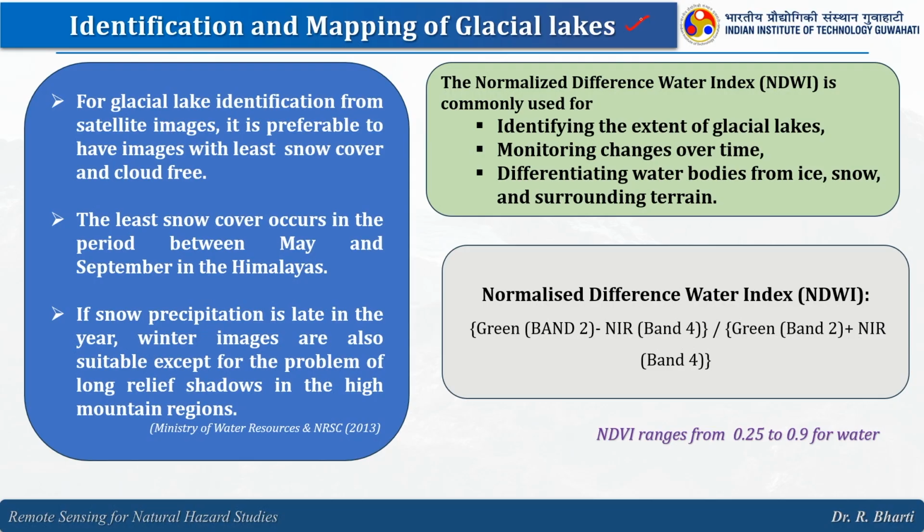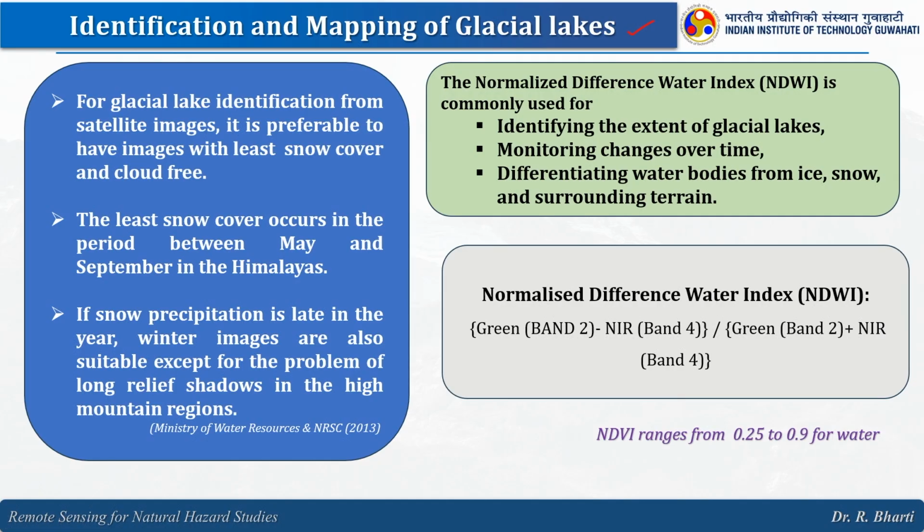So, now let us talk about the identification and mapping of these glacial lakes. For the glacial lake mapping or identification, we know that these are located at the higher altitude. So, the satellite images are preferred, right. Let us try to understand the identification and mapping of glacial lakes.